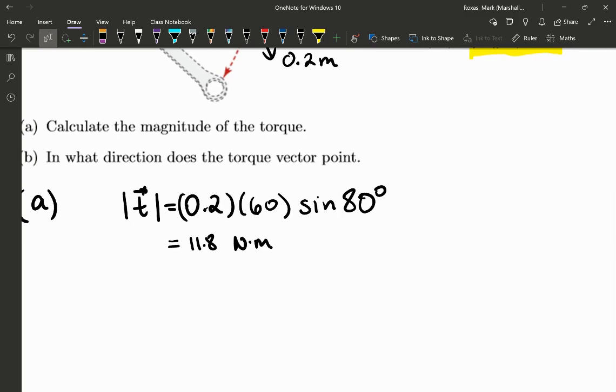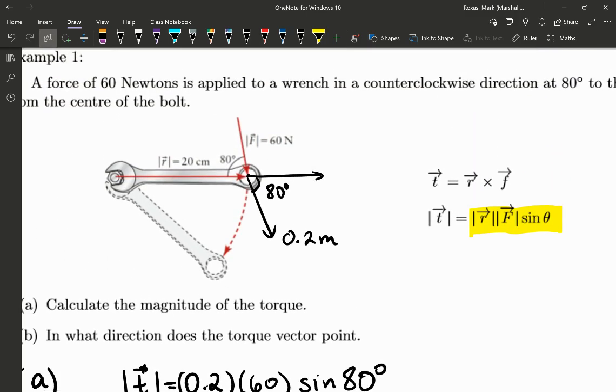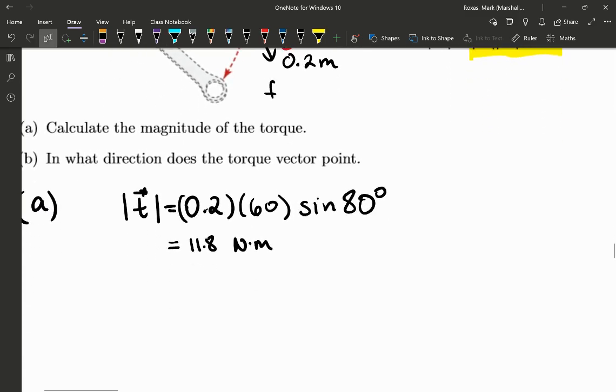Part B: in what direction does the torque vector point? Again, if you are using the right hand rule, for r cross f, you point your fingers toward r, swing them toward f, and the direction of your thumb is into the page. So the answer for the direction is that it is going into the page.